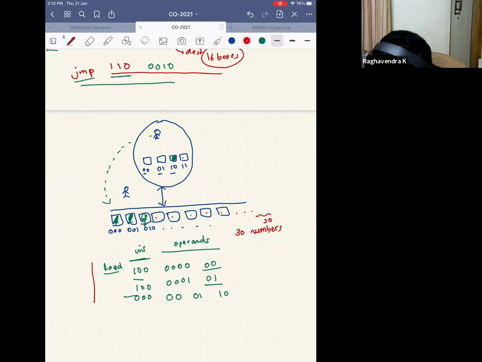So this is, let's call it, instruction 1, instruction 2, and instruction 3. Now we have agreed that instruction 4 should be jump, which means that I have written 110. But he wants to specify something here such that it will jump to somewhere. Now, where do you want to jump?